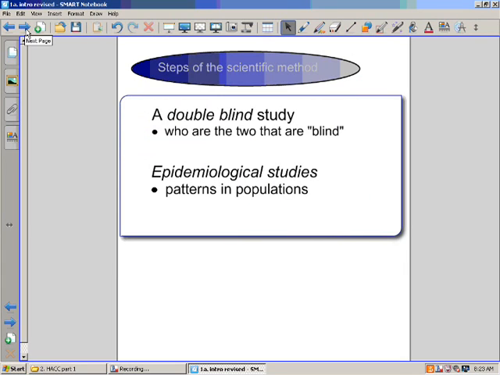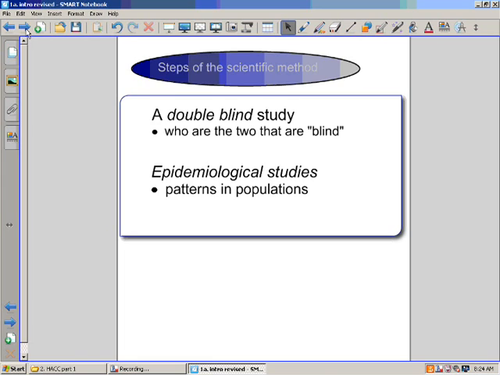When we do studies for things like drugs, we do a double-blind study where the person performing the study does not know which are in the control group and which are in the experimental group, and the individuals in the study do not know if they are in the control group or the experimental group. This is important to make sure that the data is unbiased. You don't have the placebo effect.